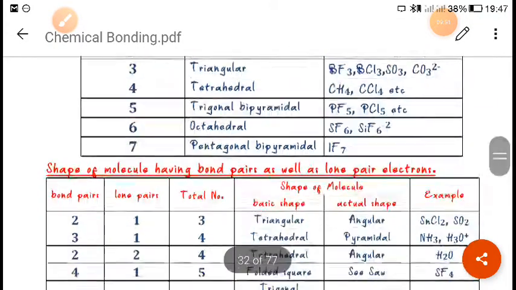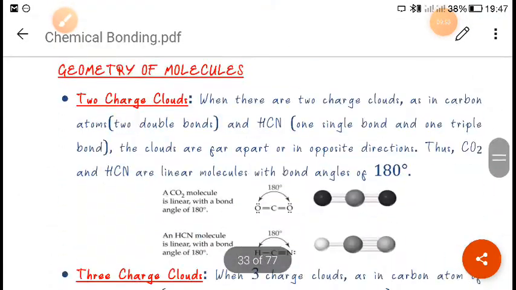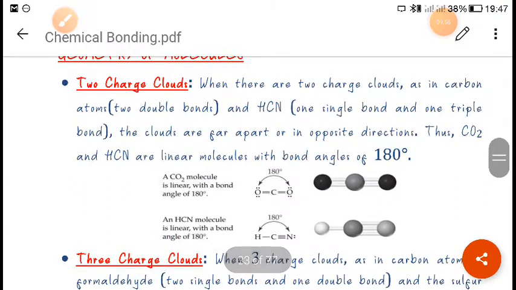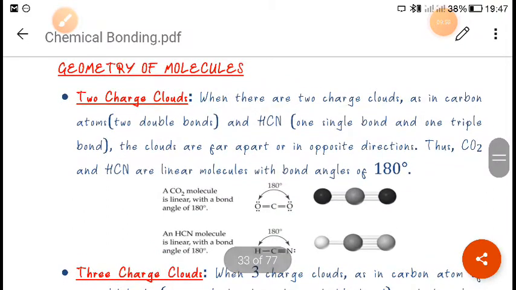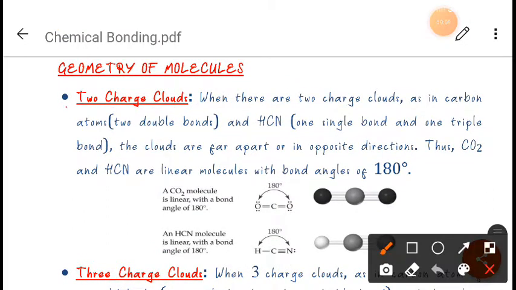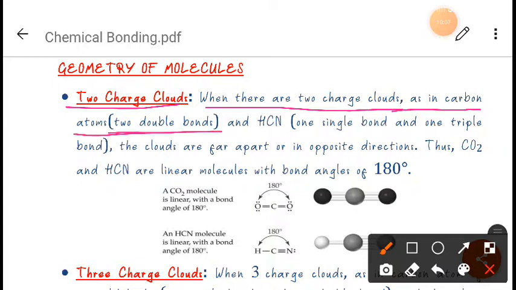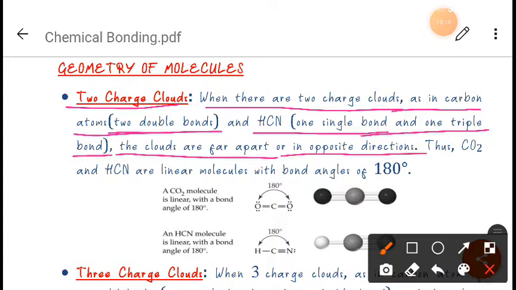So this was about the valence shell electron pair repulsion theory. As you can see, some examples are given here, or we can say the geometry of the molecules is given here. So the first one is two charge clouds. This will happen when there are two charge clouds, as in carbon with two double bonds, and in SCN, one single bond and one triple bond. The clouds are far apart, in opposite directions.